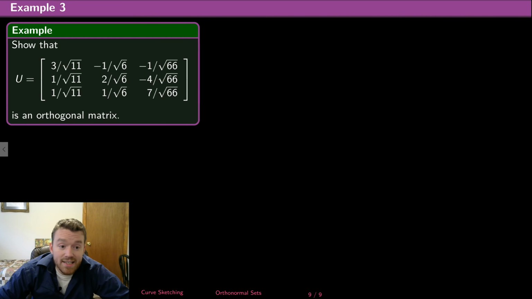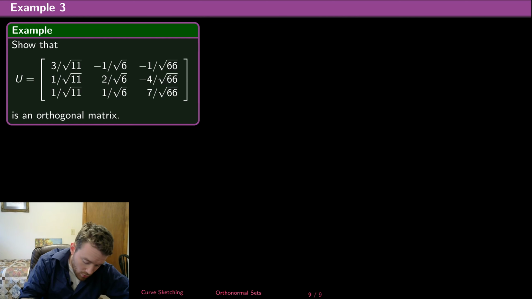Okay, in this last example, I just want to show you how to determine if something's an orthogonal matrix. We're actually not going to do any work here. We've already seen this example. We looked at these vectors, the columns of U independently, and verified that they made an orthonormal set. And so this is an orthogonal matrix because it's a square matrix with orthonormal columns. So there is actually one thing to check here. Remember the definition of an orthogonal matrix, I'm just going to state it again.